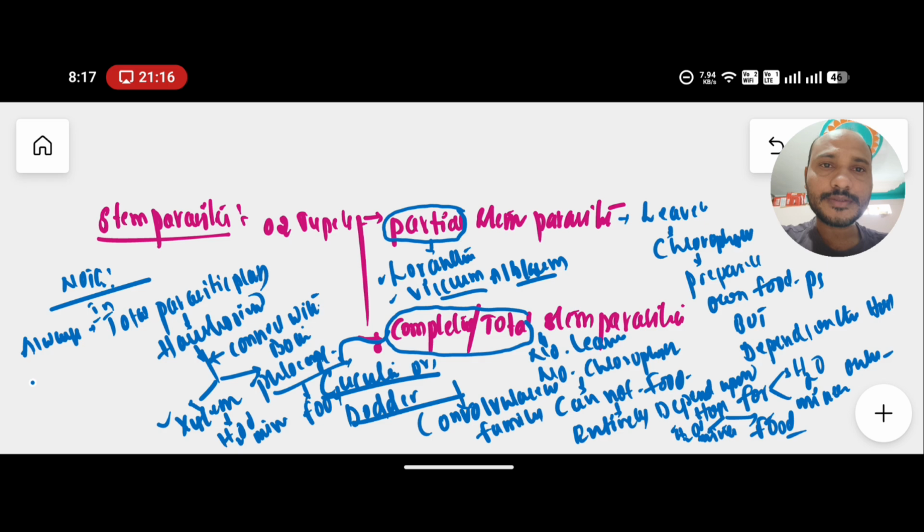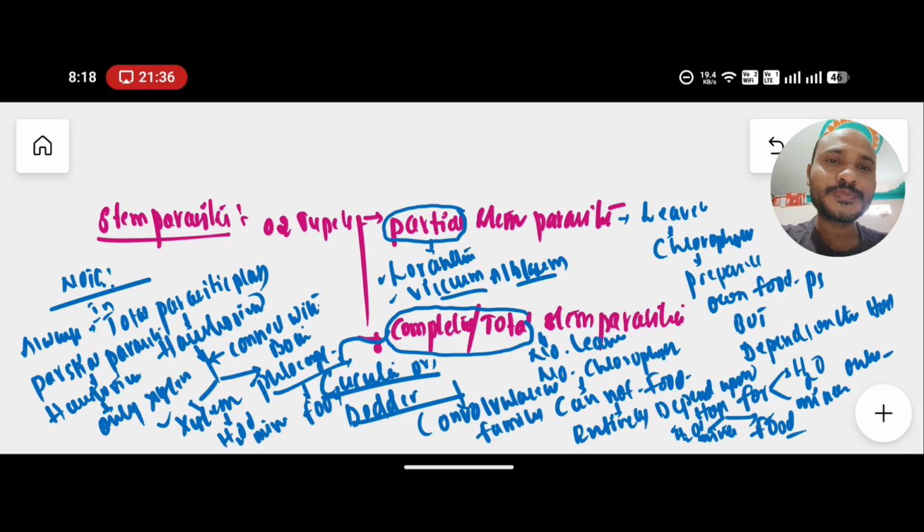But in partial parasitic plants, remember, the haustorium penetrates or connects only xylem for water and minerals. So that is the major difference between partial and total parasites. Okay, so this is all about the entire concept of these parasitic plants. So that's it for today's class.